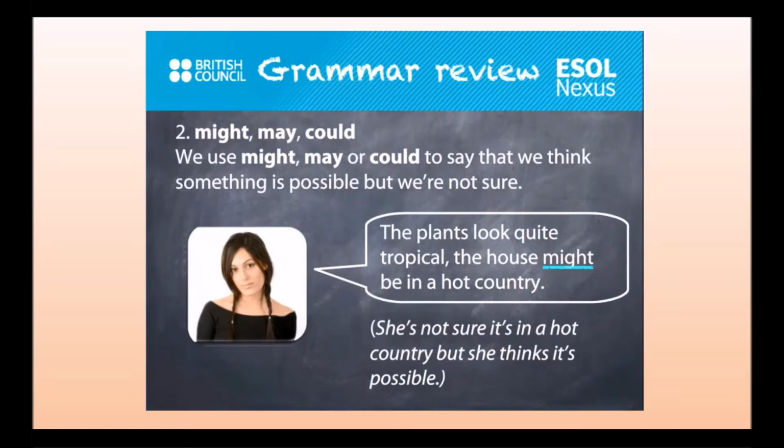2. Might, may, could. We use might, may or could to say that we think something is possible, but we're not sure. The plants look quite tropical. The house might be in a hot country. She's not sure it's in a hot country, but she thinks it's possible.